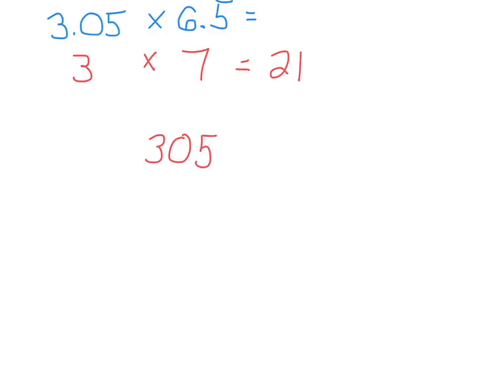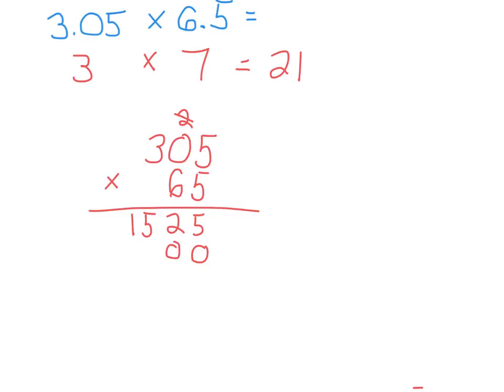So I'm going to multiply the two numbers ignoring the decimal. So if I ignore the decimal, I have 305 times 65. Let's work this out. 5 times 5 is 25. Carry my 2. 5 times 0 is 0, plus 2 is 2. And then 5 times 3 is 15. Let's move over to my tens place, so let's add my placeholder. 6 times 5 is 30. Carry my 3. 6 times 0 is 0, plus 3 gives me 3. And then 6 times 3 gives me 18.